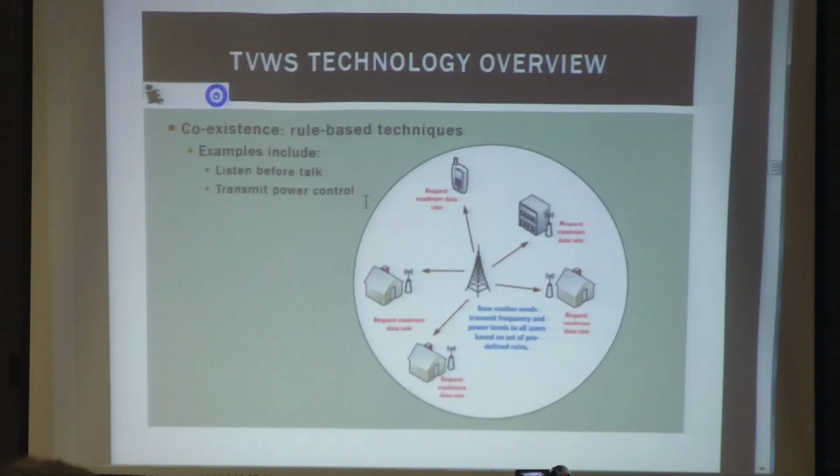The second method is something called rule-based techniques. So you have the base station. Each network tells the base station where it is, and that requires some data access. Then the base station, depending on certain rules or on a database of information about available channels, allocates the frequencies and transmission power levels, or dictates the frequencies and output transmission levels, to each TVWS-enabled device.